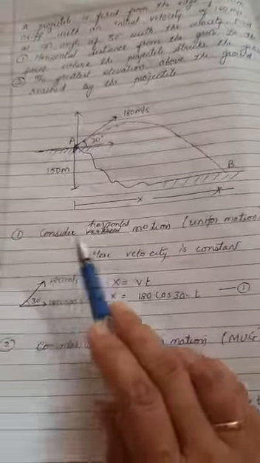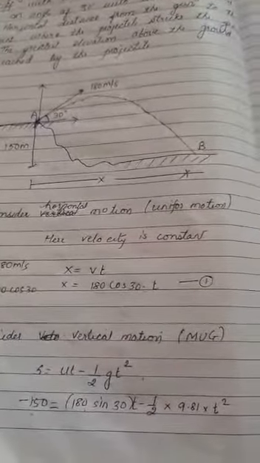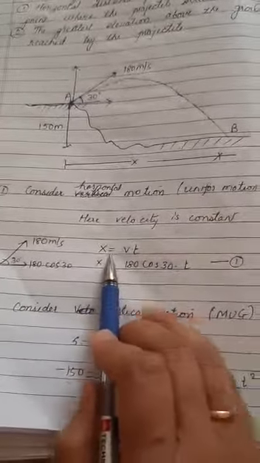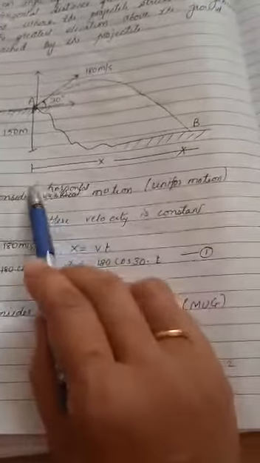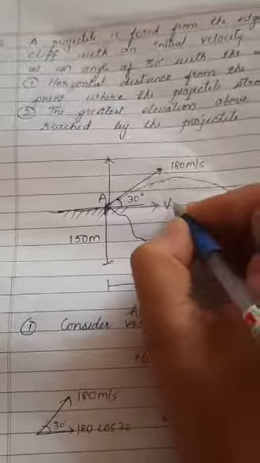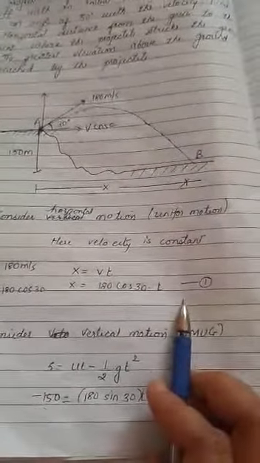Here we will first consider the horizontal motion. As we learned earlier, the horizontal motion is uniform motion. So here we can use this formula, that is x is equal to vt. Here this is your x, that is range, and the velocity along the horizontal direction is v cos theta. So v is your 180, so 180 cos 30 into t.